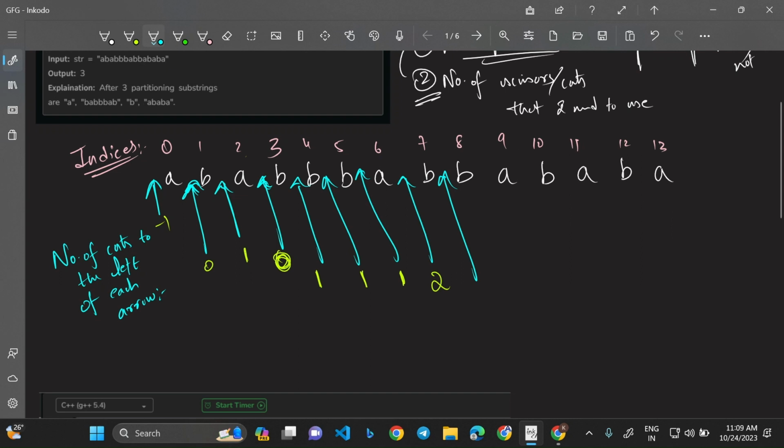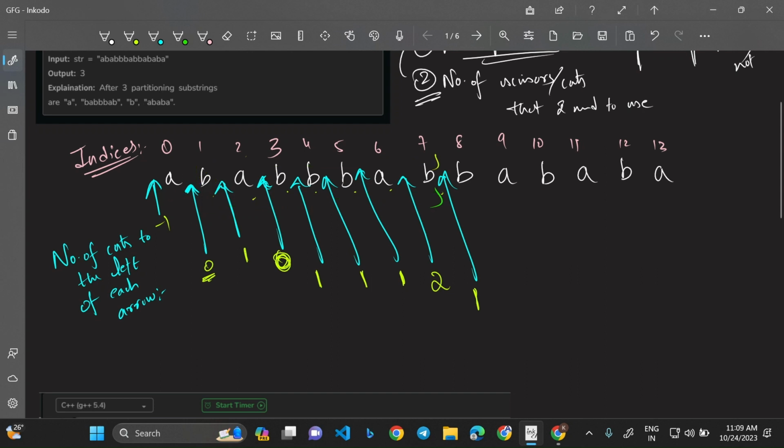Now coming to this particular arrow, I see that this B is included with this. If this is included with this, I find that this whole thing is a palindrome. BABBBAB is a palindrome. So I'll be asking this B, how many cuts were required to your left? It says 0. Okay, add one more cut so that the result would be 1. So where am I doing this cut? I'll be doing this cut here so that the resulting palindromes are: A is a palindrome and BABBAB is a palindrome. So in total with one cut, we are getting 2 palindromic substrings. All right, so this is also done.